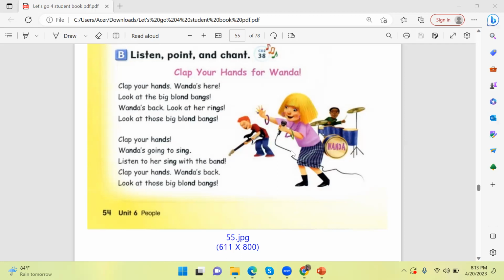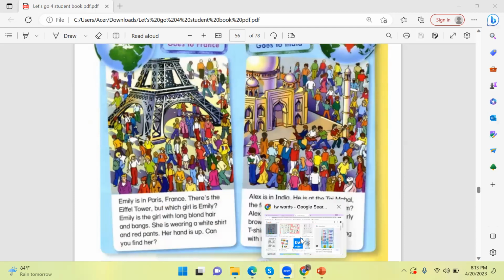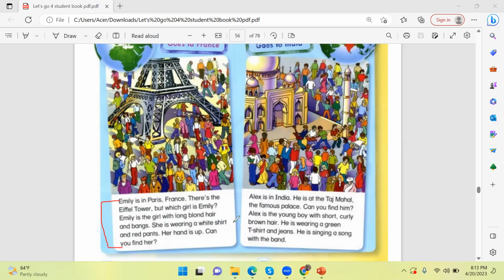Okay, very good. So let's proceed to this one. Can you read this one, Julia? Start here, up to here. Okay. Emily is in Paris. There's the Eiffel Tower. The girl with her is Emily. Emily is the girl with long brown hair and bangs. She is wearing a white shirt and red pants. Her hair is up. Can you find her? Okay. Next, how about this one, this side?